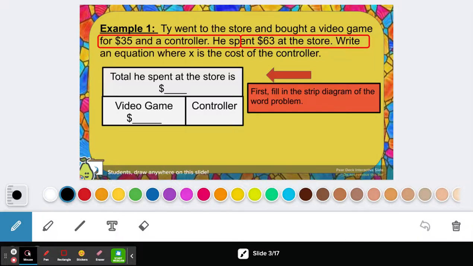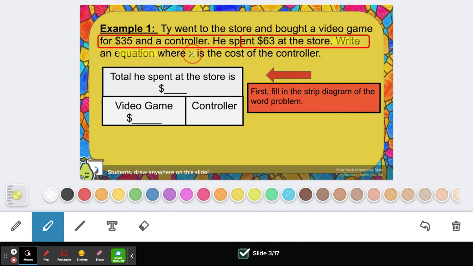All right, so for example, when it says Ty went to the store and bought a video game for $35 and a controller. He spent $63 at the store. Write an equation where X is the cost of the controller. So what they want us to do is write the equation. And then they told us what value to use, which is X, and that is the cost of the controller, okay?